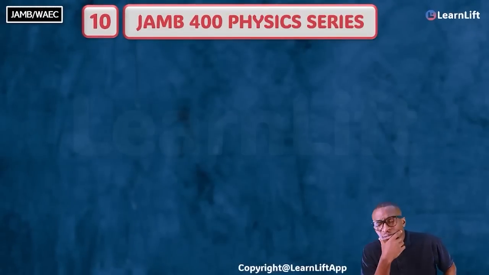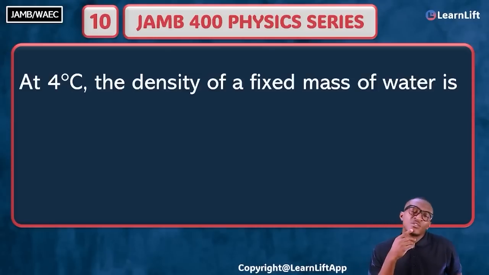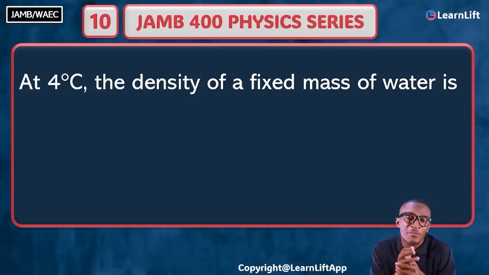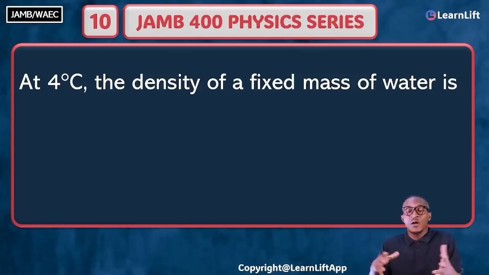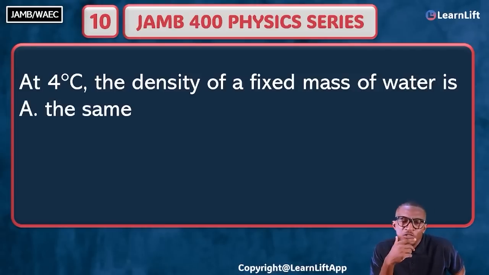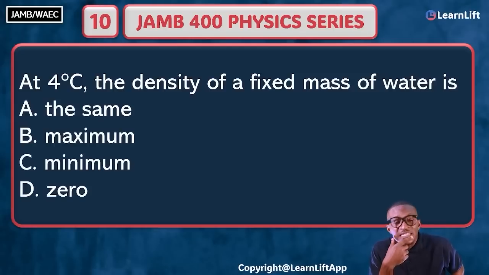Do you understand that? Quickly, the last question for this, which is going to touch on that question. One question touching many questions. The question is that at 4 degrees Celsius, the density of a fixed mass of water is that. I've heard of what we call anomalous expansion of water. I explained that because I'm still going to stress it here. But everybody, if you understand it, pick the answer. At 4 degrees Celsius, the density of a fixed mass of water, what happened at 4 degrees Celsius? A said the same, B said maximum, C said minimum, D said C.